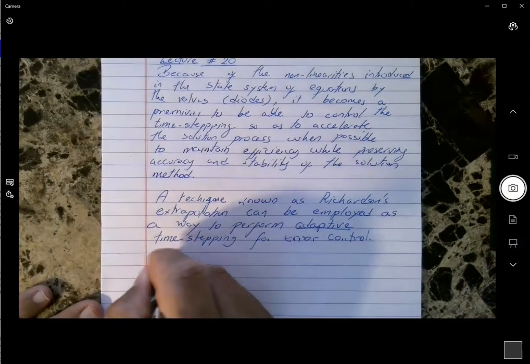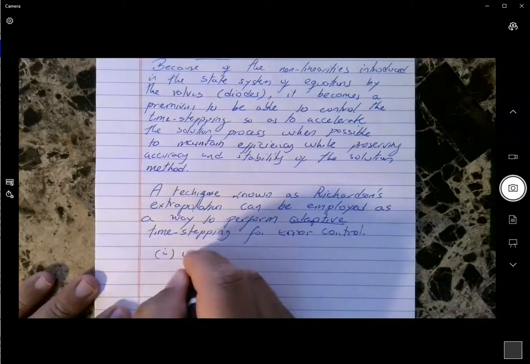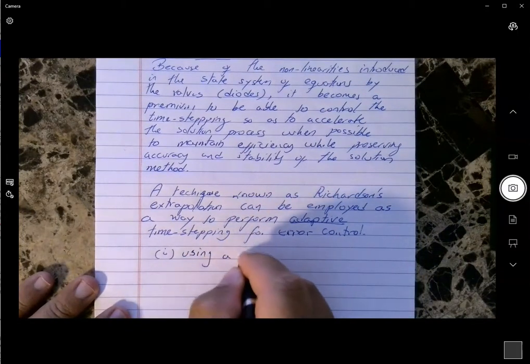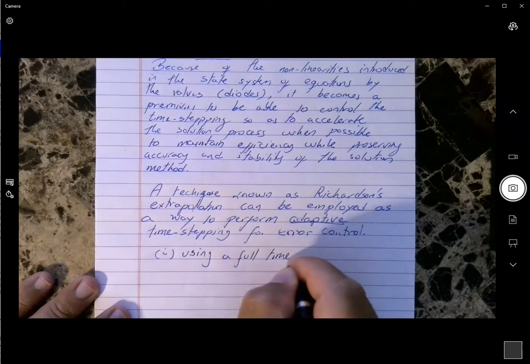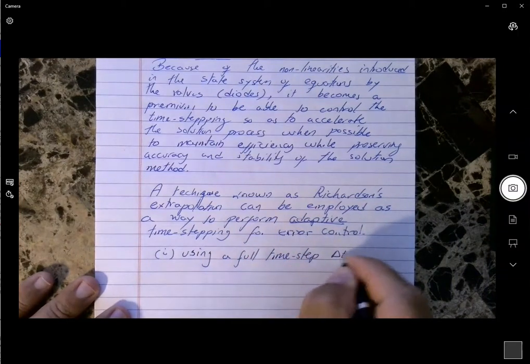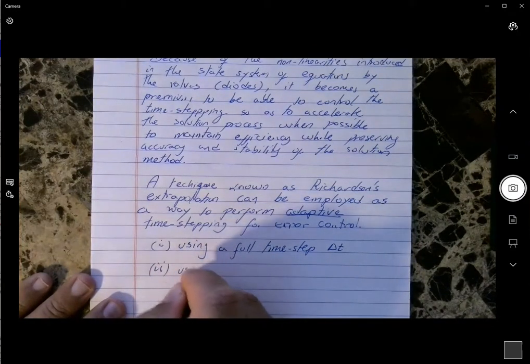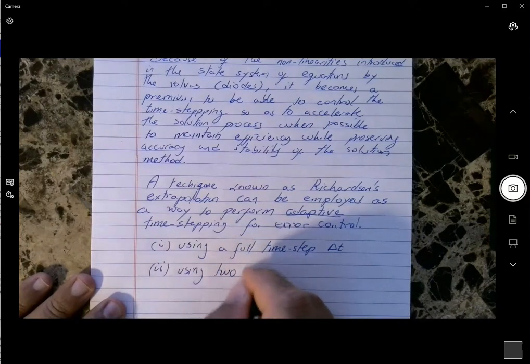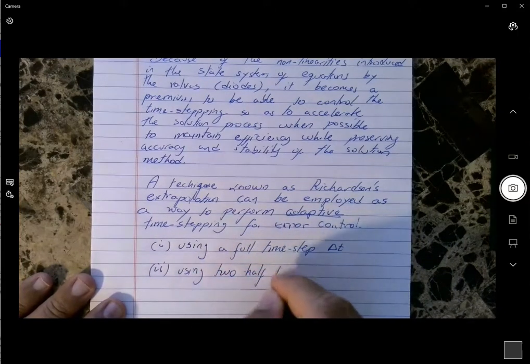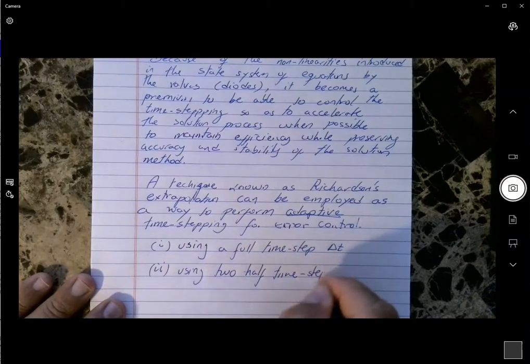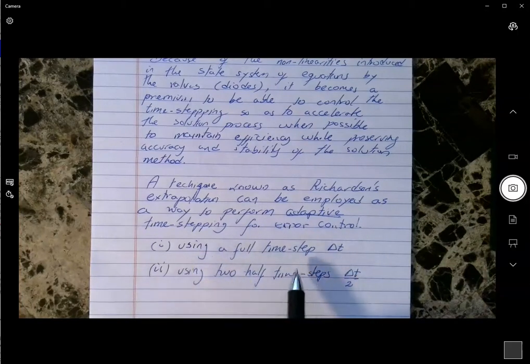So first of all, what I do is, 1, using a full time step, delta t, get an approximation to the next time level. And 2, using 2 half time steps, delta t over 2. So I get a solution at the next time level using a full delta t, and I get the solution at the next time level, the 2 at the same time level, using 2 half time steps. Okay, then compare the 2.